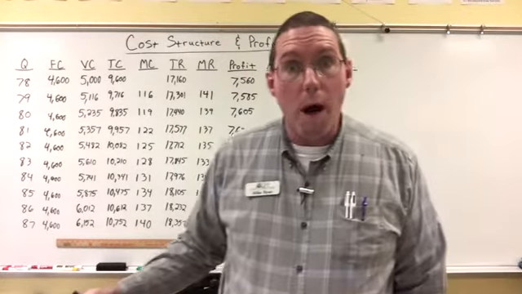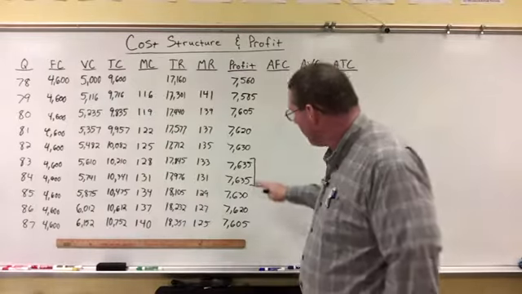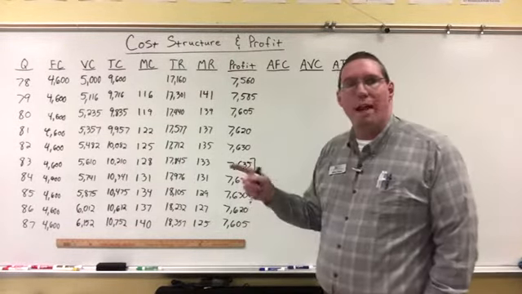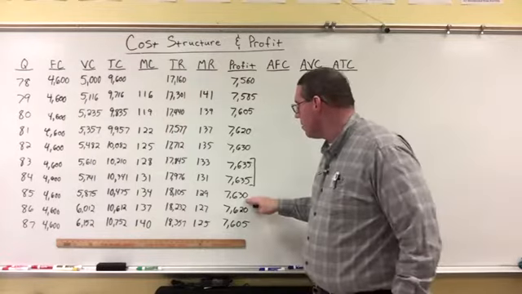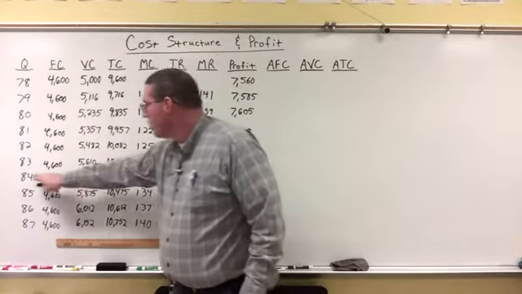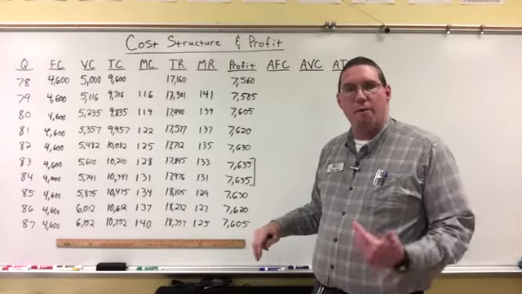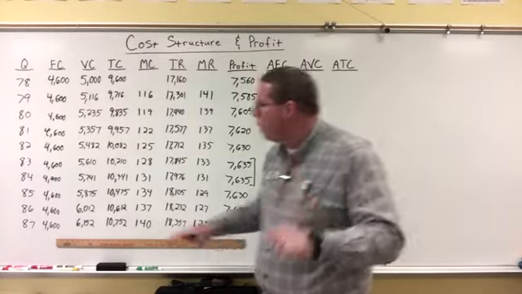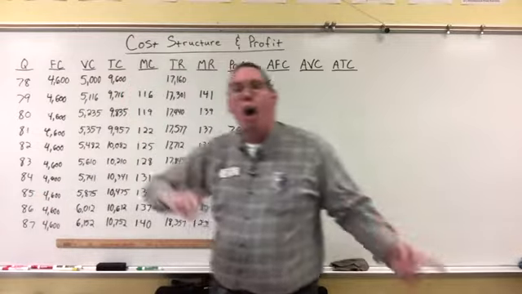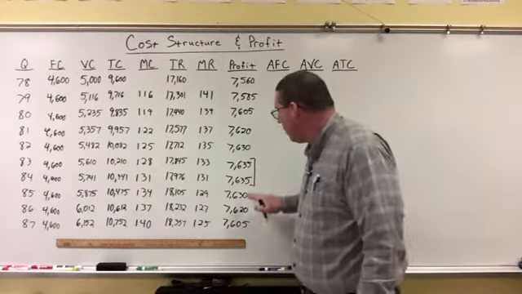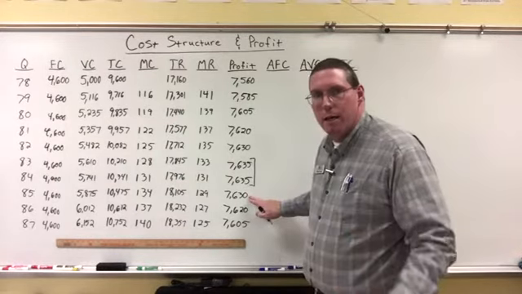Profit did not go up. And then what happens after that? 7,630. What just happened here? Profit went down. And what that means is that if the business produces 84 units, they'll make 7,635 in profit. But if they produce one more unit, the costs will overtake the revenues in such a way that the profits will begin decreasing.